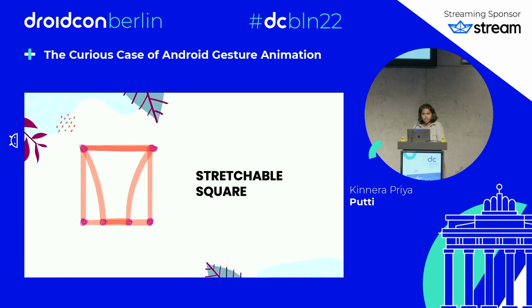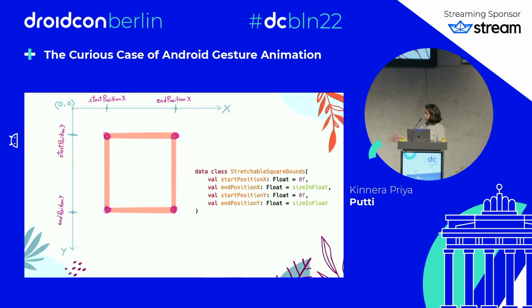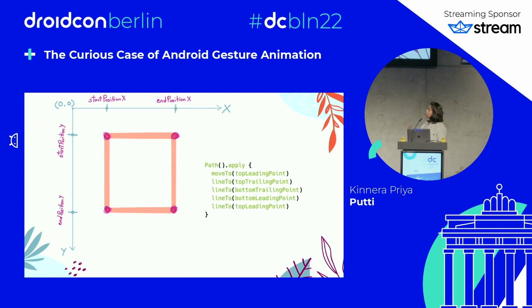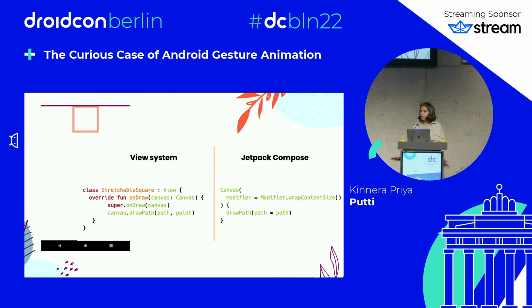First, we have a stretchable square. Let's define the square first. We need bounds, so we'll start with 4 points, start positions on the x and y, and let's go ahead and define this data class. Next, we're going to draw a path starting from the start position on the left and going back in the clockwise direction. Great. Now we have the square. It's an arbitrary square, but we have our square. So let's go ahead and draw it.